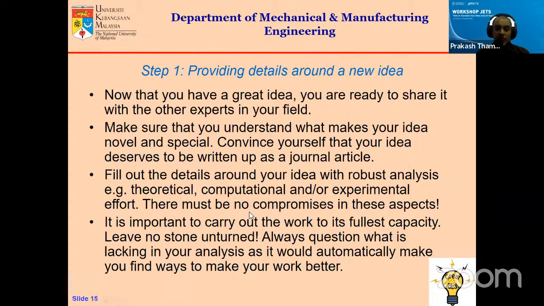It is also important to carry out your work to the fullest capacity. Of course, there's a place where you stop, but leave no stone unturned. In other words, ask yourself about your idea: is this correct? Is this explanation good enough? If not, can I make it better? Always ask the question from the perspective of a person that doesn't know your work, even if it's trivial. Put in as much detail as possible.